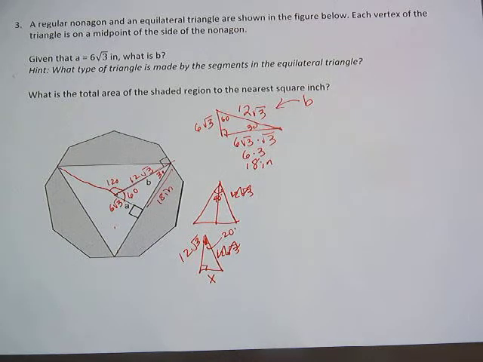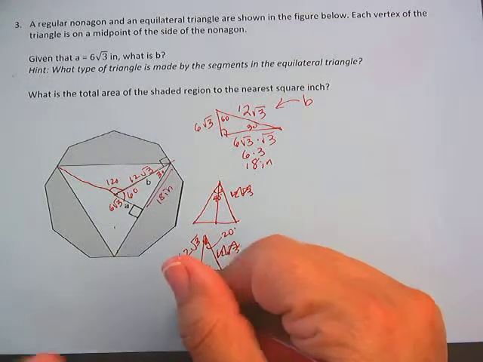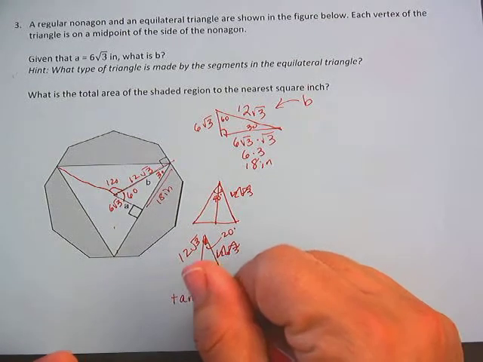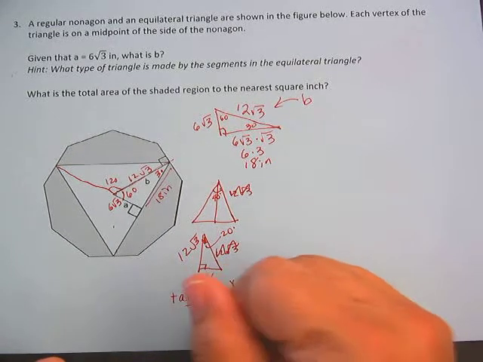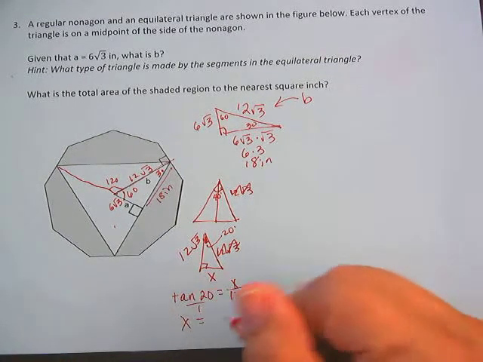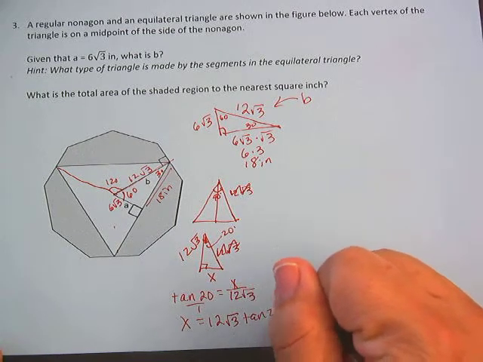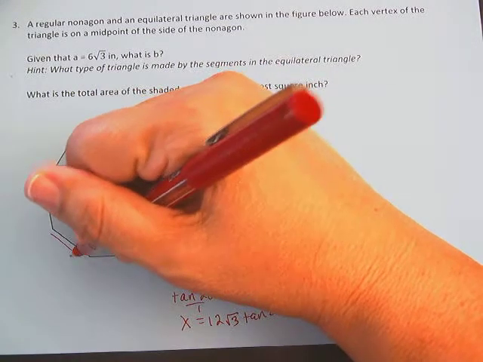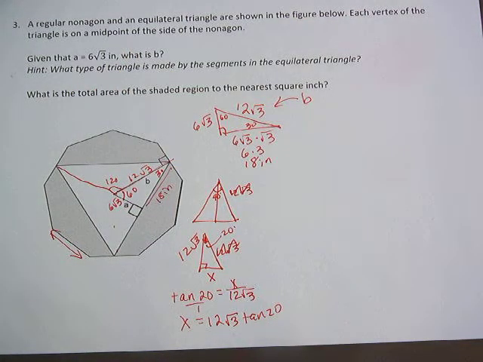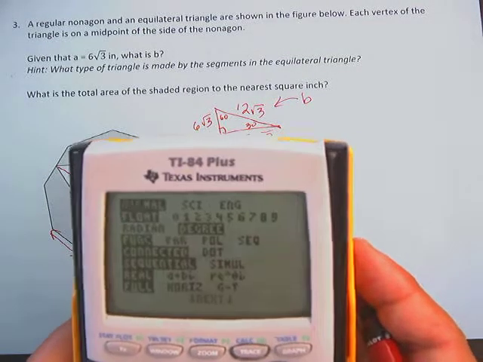So I'm going to have to set up a trig ratio. What trig ratio would be appropriate? I have adjacent and opposite. That would be tangent. So tangent of 20 equals x over 12 square root of 3. When you cross multiply, you get x equals 12 square root of 3 times tangent of 20, which sure is messy. We better go ahead and change that to a decimal. So this side right here is going to be that number. So make sure your calculator's in degrees mode. I'm in degrees, so we're good there.